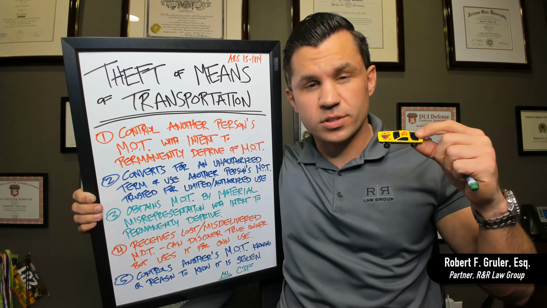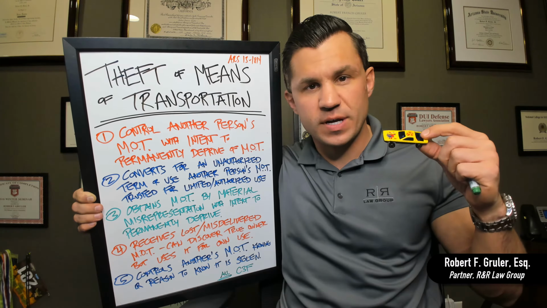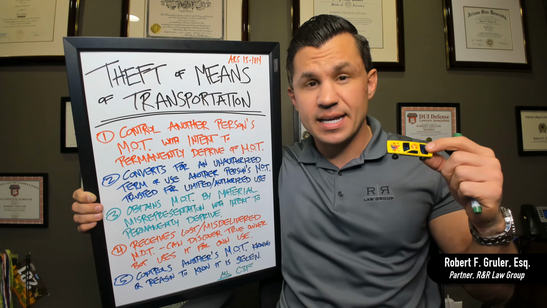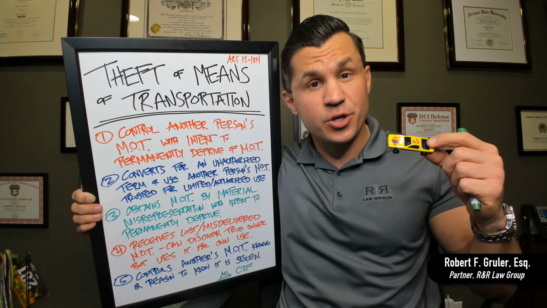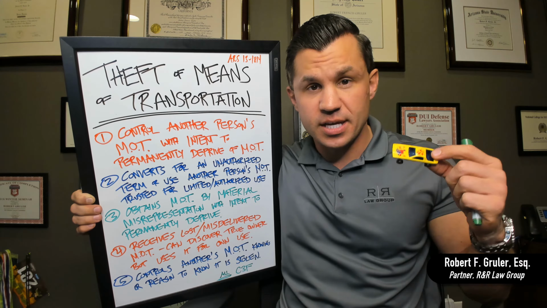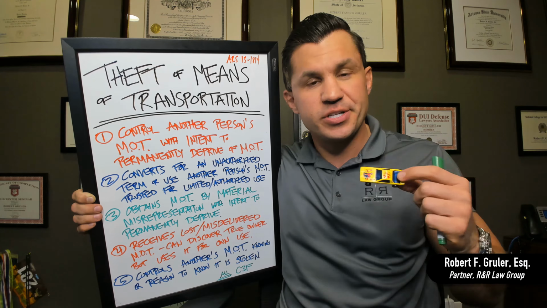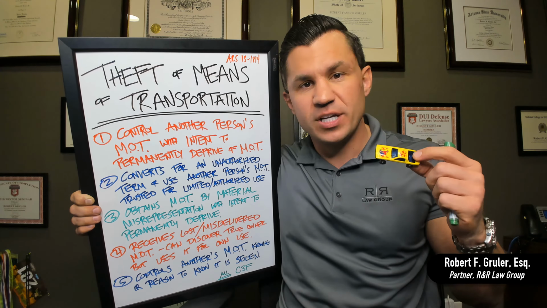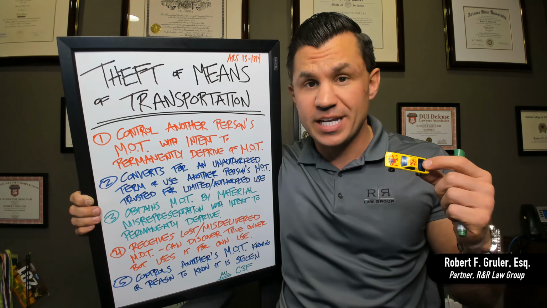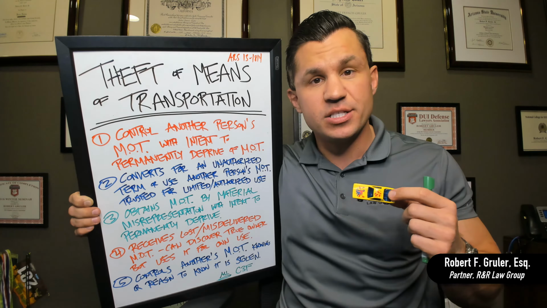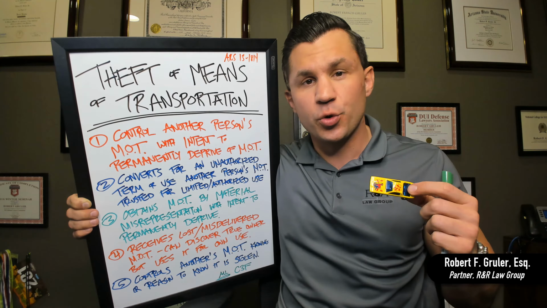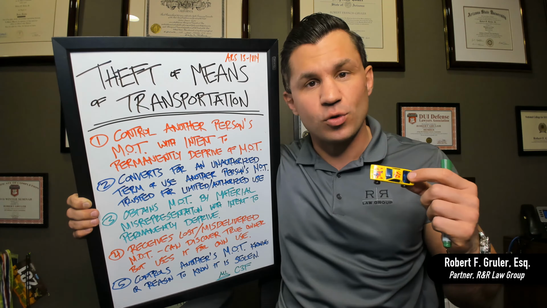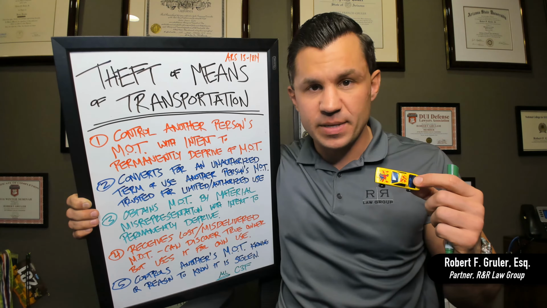In today's video, we're talking about theft of means of transportation. It's a fancy way to say stealing a car, otherwise known as grand theft auto in other states. Theft of means of transportation is somewhat common. There are 5 different ways that somebody can be charged and convicted with theft of means of transportation. In this video, we're going to run through the 5 different varieties of theft of means of transportation.